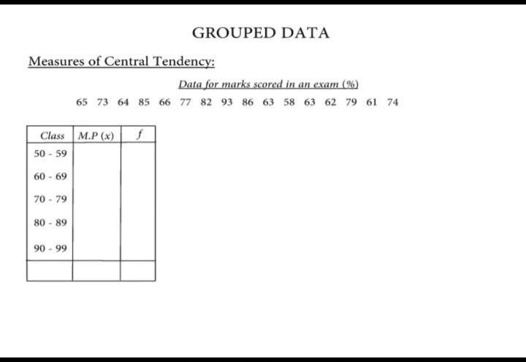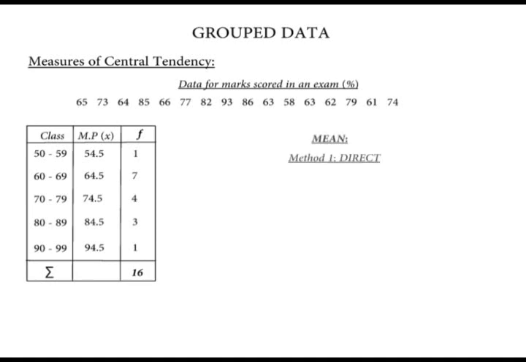So for the first class, we would have 50 plus 59 over 2, giving us 54.5. Second class, 60 plus 69 over 2 gives us 64.5. Third class, 70 plus 79 over 2 gives us 74.5. The fourth class is 84.5 and the last one is 94.5. The midpoints now represent our observations, x. Any other column will be formed depending on the formula.